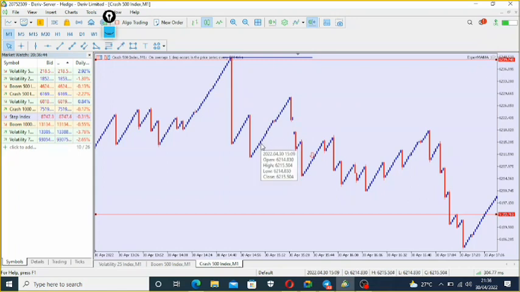Sometimes you can see a buy position here. Most times it's not advisable to follow that buy signal, right?